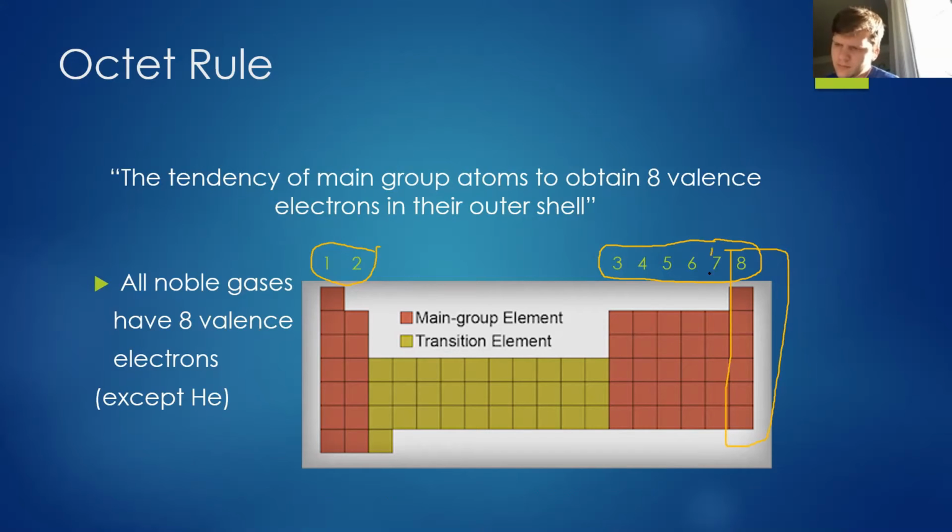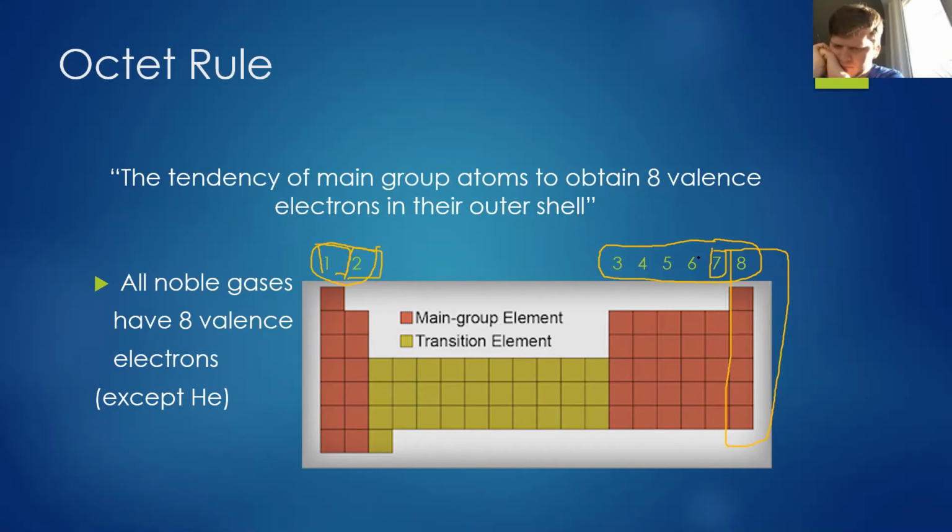The halogens have 7. The alkali metals have just 1 valence electron way over here. Alkaline earth just have 2. So the goal is for all of those other elements, they want to get 8. Some of them are going to lose electrons to get 8 valence in their outer shell. Some are going to gain to get 8 in their outer shell.